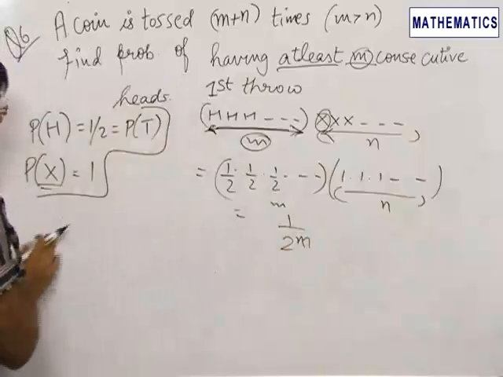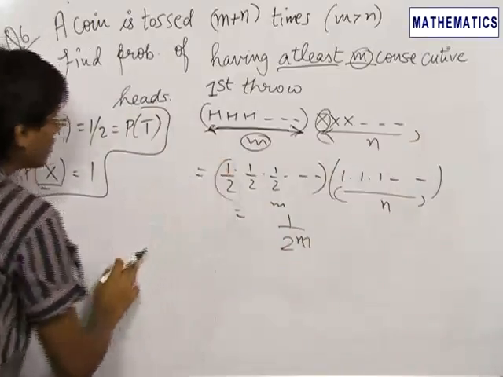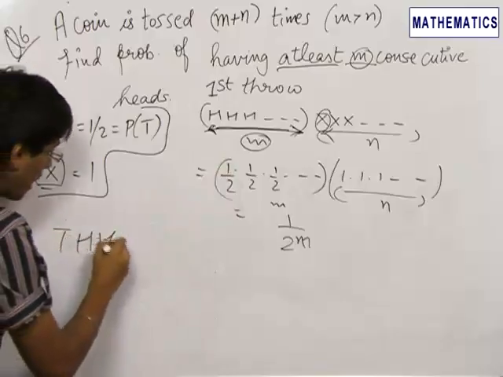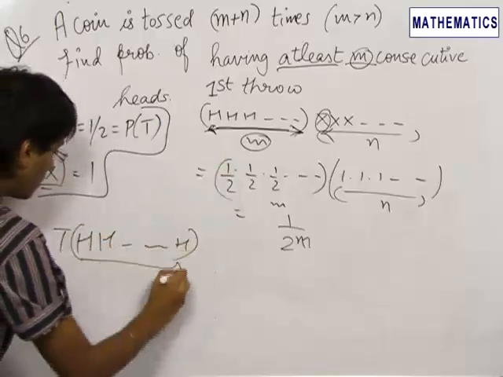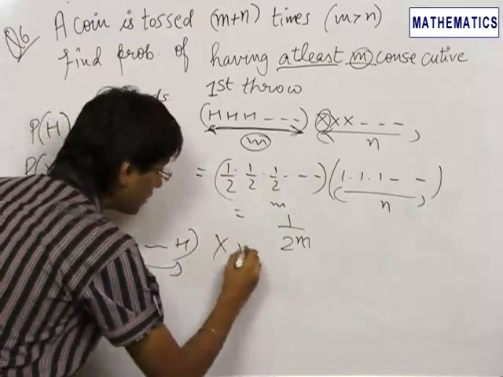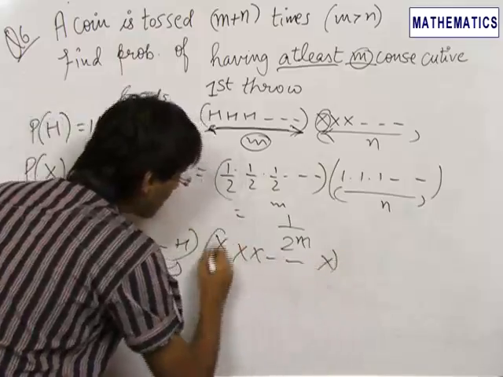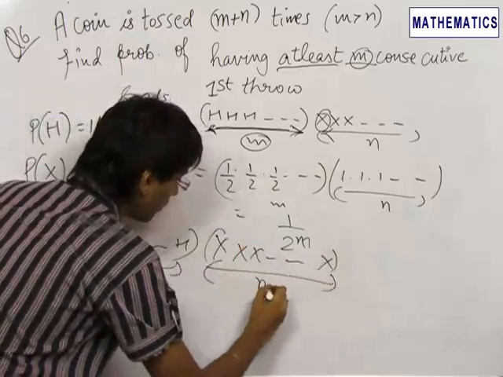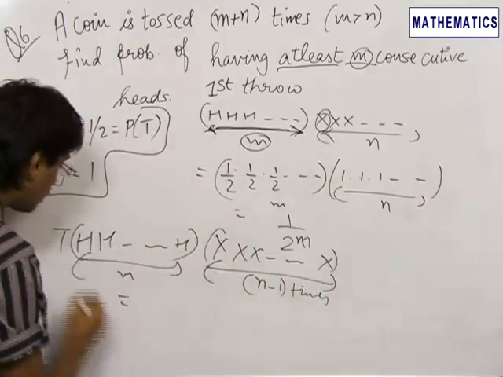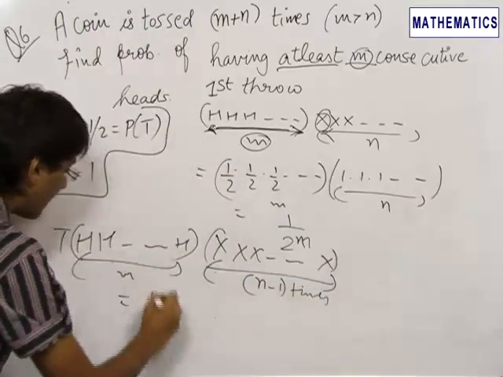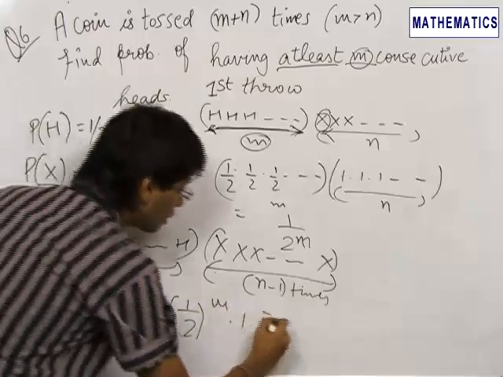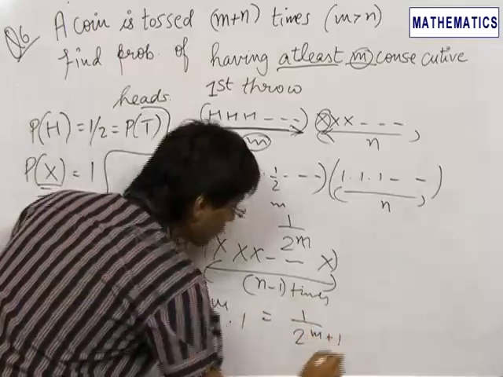Now if the series of heads starts from the second throw, then we will have a tail in the first, and then head m times, and then we could have anything, a head or a tail, it doesn't matter, for the remaining n minus 1 times. So this is equal to half, and half to the power m into 1. So this becomes 1 upon 2 to the power m plus 1.